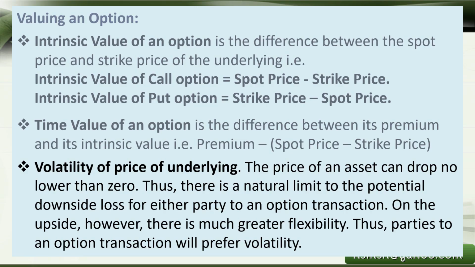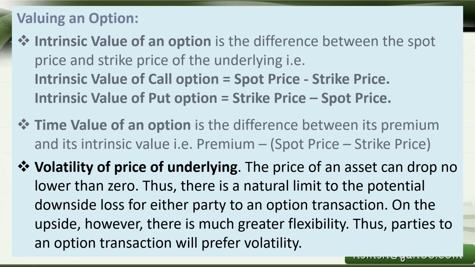Now, the intrinsic value of an option. What is meant by intrinsic value? It is the inherent, natural value of the option, which is the difference between the spot price and the strike price of the underlying asset. So what is the spot price on the market and what is the strike price? Then you get the intrinsic value of the call option as well as the put option.